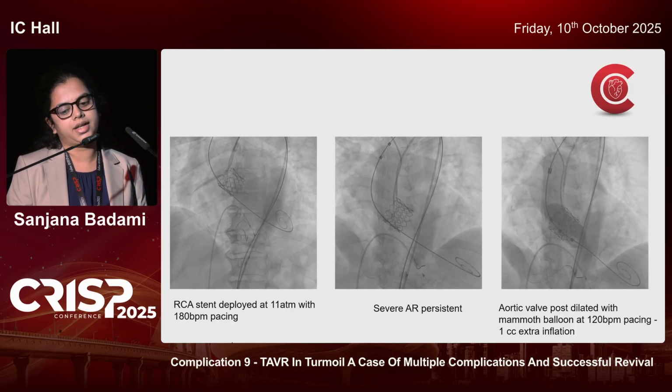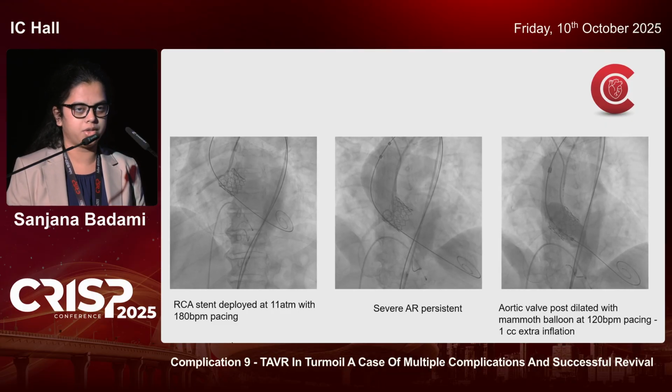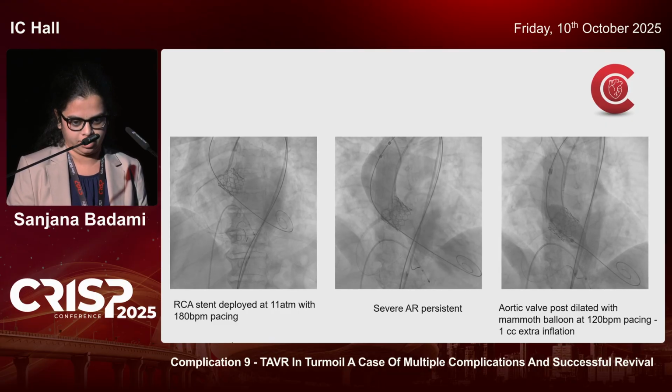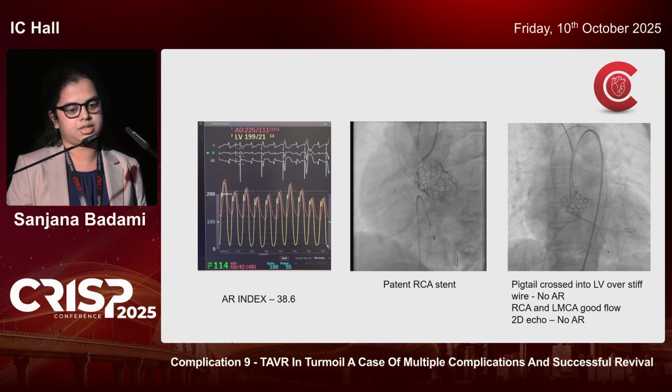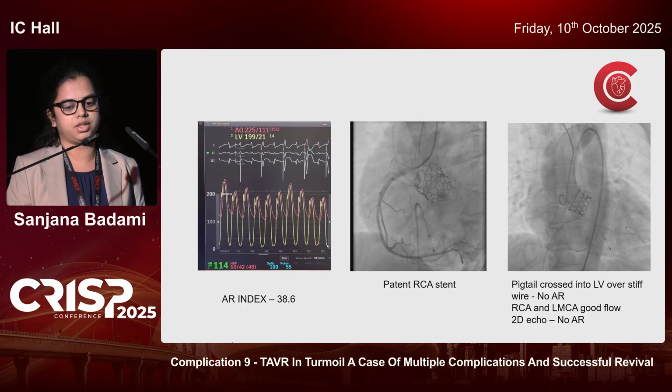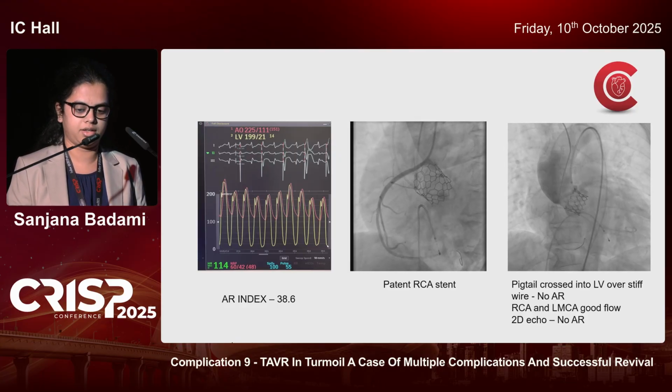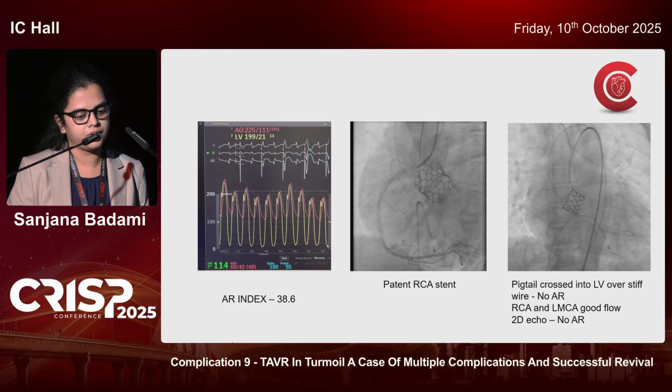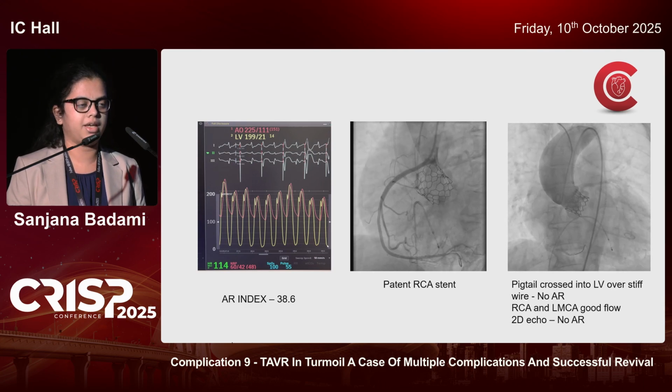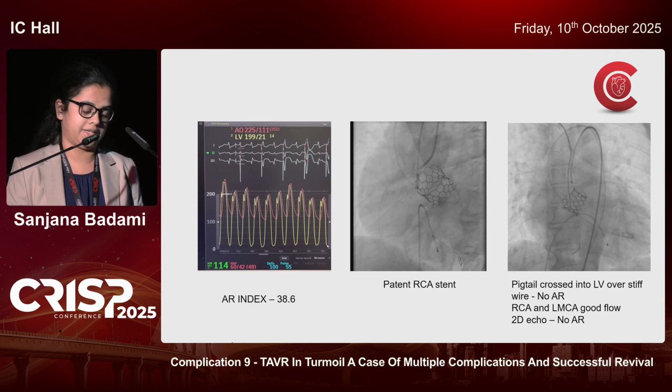The aortic valve was post-dilated again with the same Mammoth balloon. 1 cc extra inflation was done. After this, we did a check angiogram using the pigtail aortogram. There was no AR. 2D echo was also done to confirm. The RCA stent was patent. The AR index was 38.6.